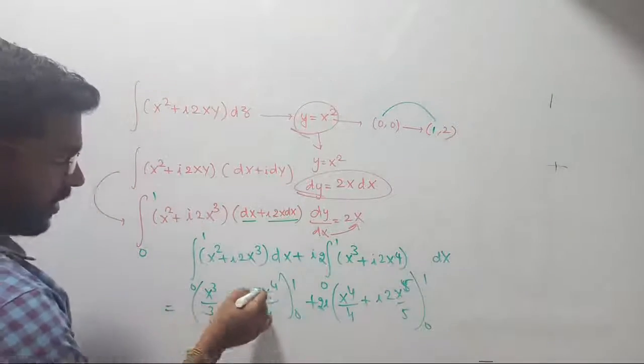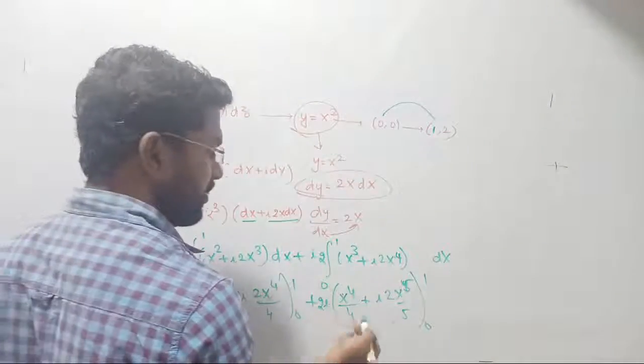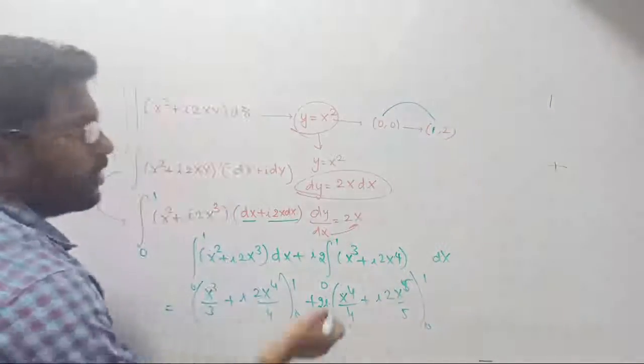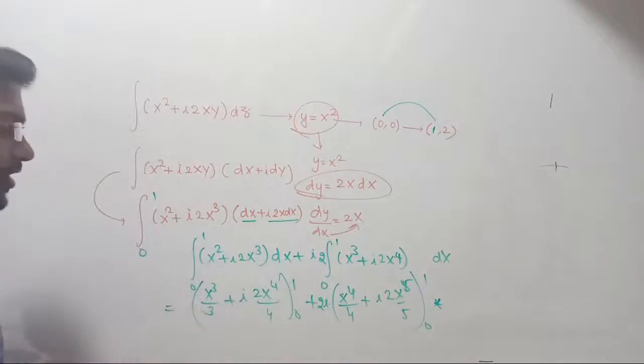1 by 3 plus i into 2 by 4, again 2i, upper limit 1, then happily you can substitute, right? That is 1 by 4 plus i into 2 by 5. That's why it has been reduced to this value, just to understand. Understanding is enough, that's all. Values are not a matter here, right?